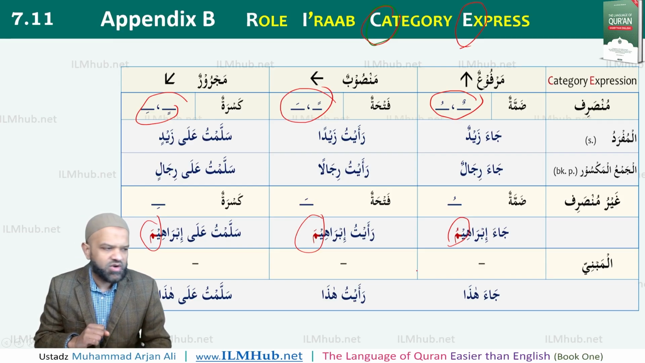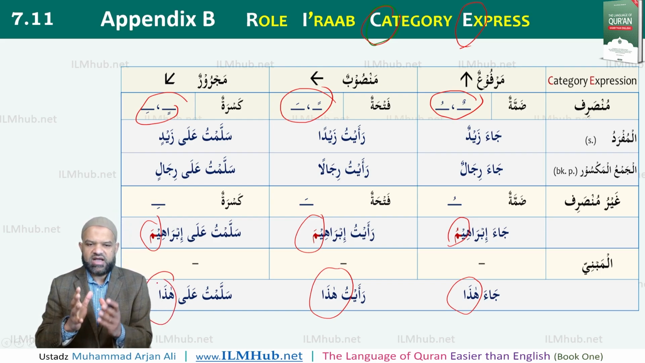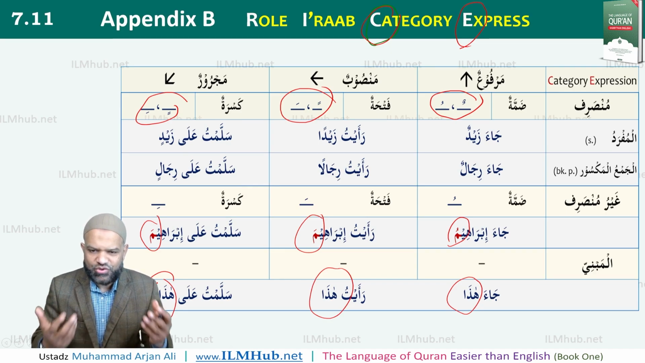And the third main one is your mabni, which does not change. So there is no indication or any vowel, and they are exactly the same in rafa, nasab, and jar. So you can see here, hadha, hadha, hadha. So these are your main 3, the primary ways of expressing I'raab.